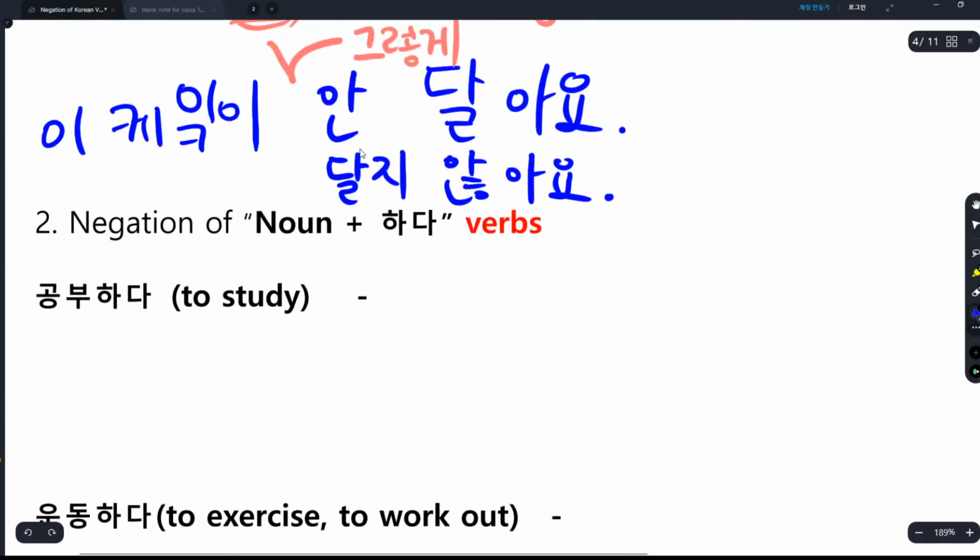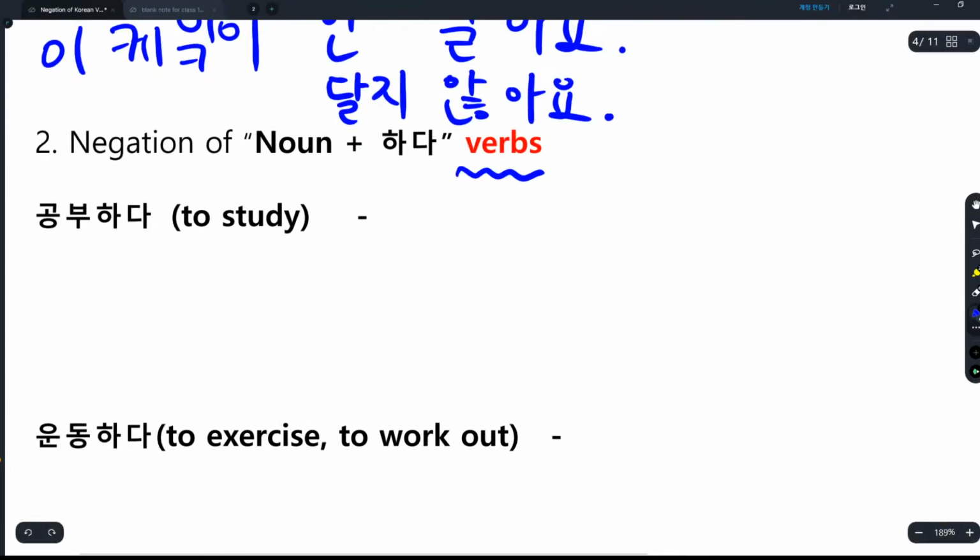So when it comes to verbs that consist of the combination of noun plus 하다, they are negated slightly differently. Let me give you an example of noun plus 하다 combination. There are many 하다 ending verbs, guys, and not all of them, but many of them are the combination of noun and 하다.